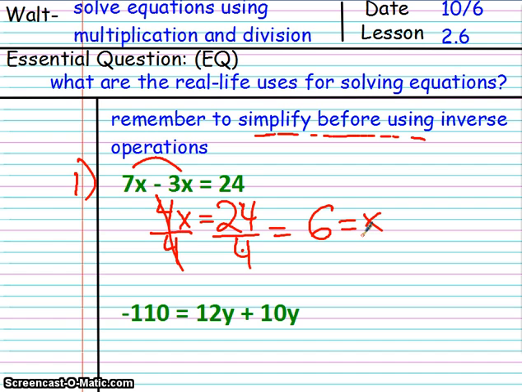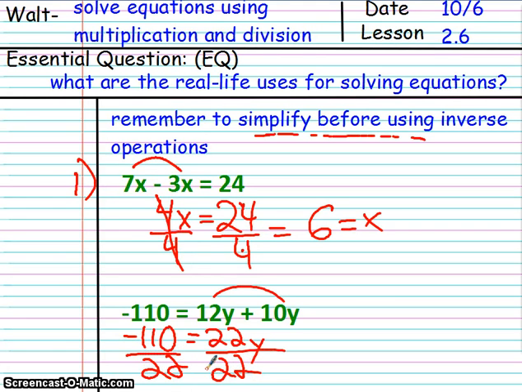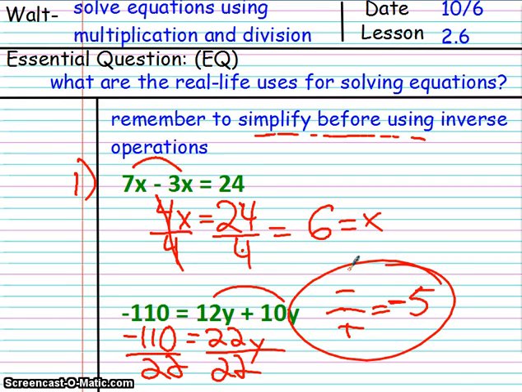Same thing for your next example. We have a 12y and a 10y. Let's make that 22y equals negative 110. So what are we doing to the y? We're multiplying by 22, so we're going to divide by 22. And divide by 22. Now again, all your integer rules still come into play, so it's a negative 110 divided by a positive 22. So a negative divided by a positive is going to give us a negative 5. And that's our final answer right there.